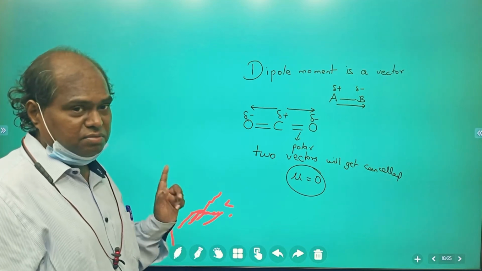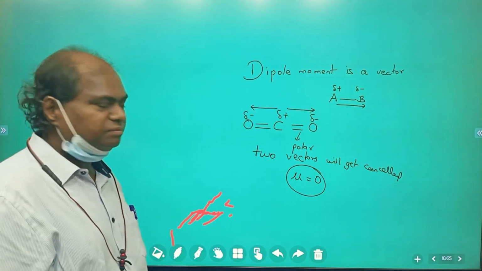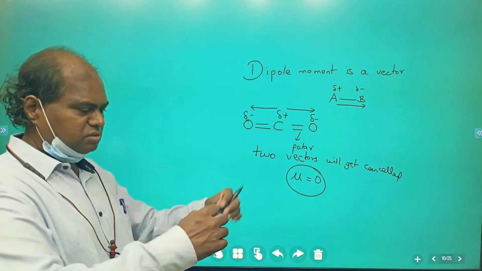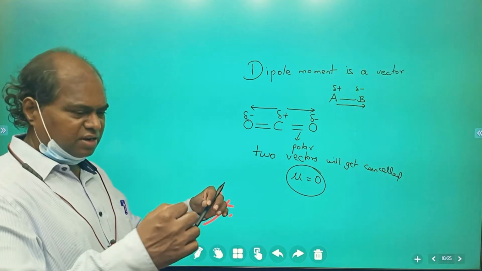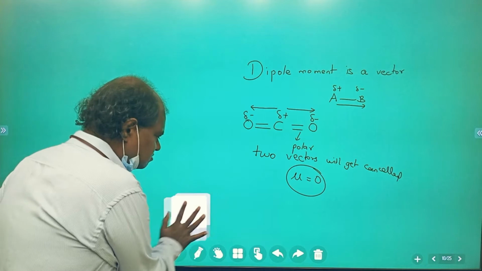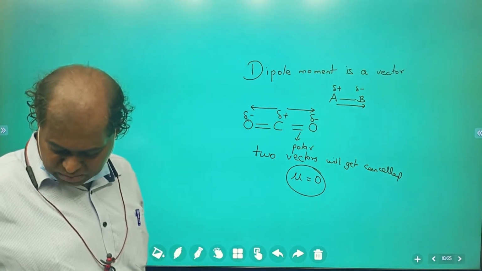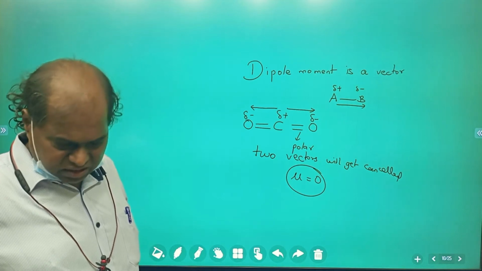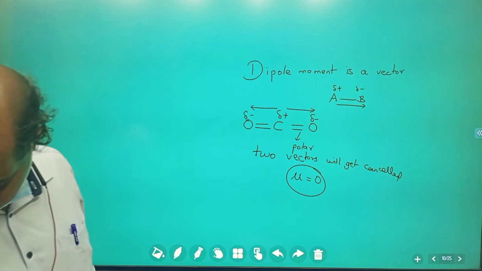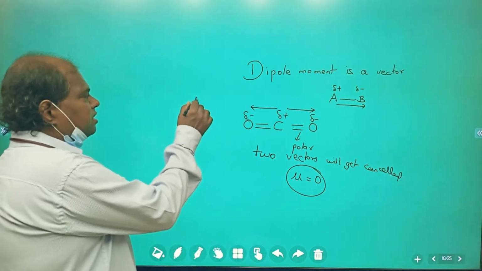So the bond is polar, please remember. The bonds are polar, no problem. But overall, if you see, it has gone to zero. Why? Because these two vectors, I think you've done vector direction in physics. Two directions opposite, you'll get zero. Clear? Very, very important. Let's take some more examples now, then you'll understand even better. Suppose I take another example, BF3.